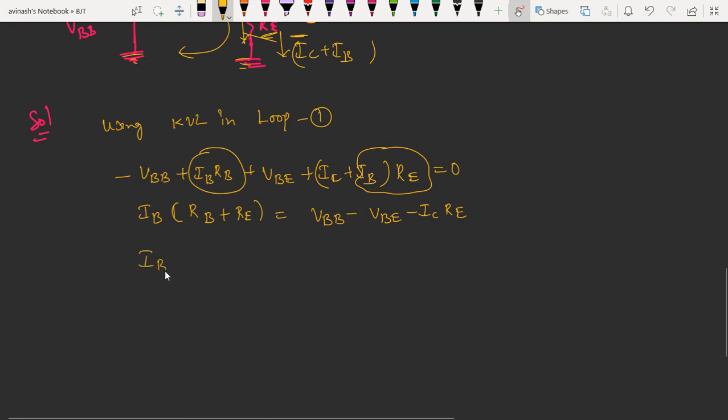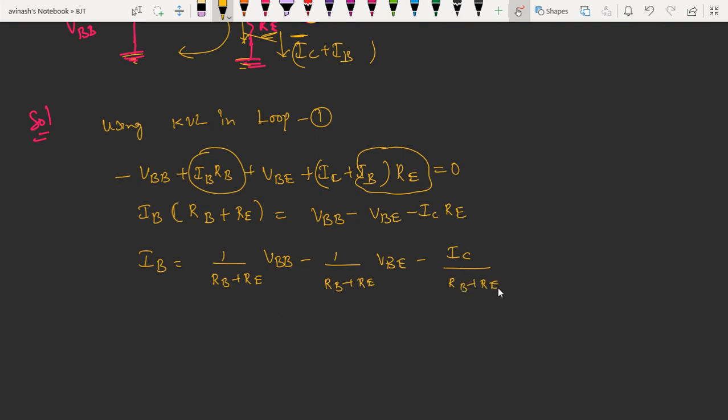Then the value of IB will be equal to 1 divided by RB plus RE into VBB, minus 1 divided by RB plus RE into VBE, minus IC by RB plus RE into RE. So this is equation number 1. We have obtained the value of IB; this expression is nothing but IB.